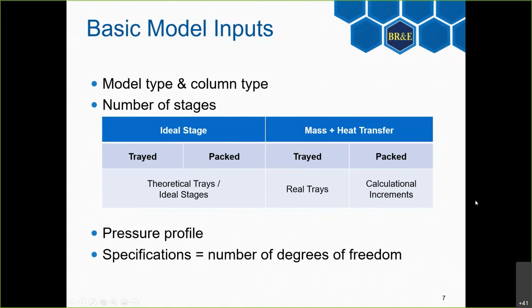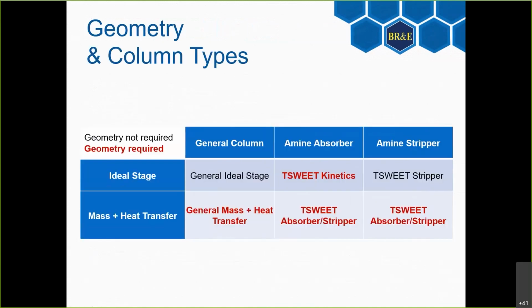Where we see the difference is in geometry. So here we have rows are basically the model types, and columns are the type of application. And here in the table you can see the column types. And as I said, we do have some specialty model types, the T-suite ones, which we use for amine sweetening applications, but also for some other applications such as sour water stripping, etc. What you can see here is that for the ideal stage model, you actually, in most of the cases, don't have to specify geometry. The only exception is amine absorbers.